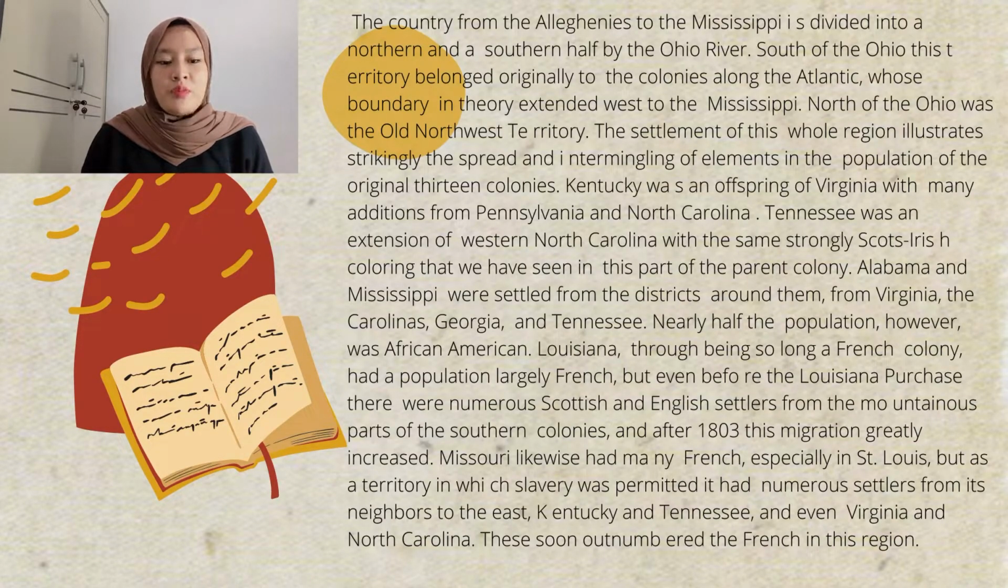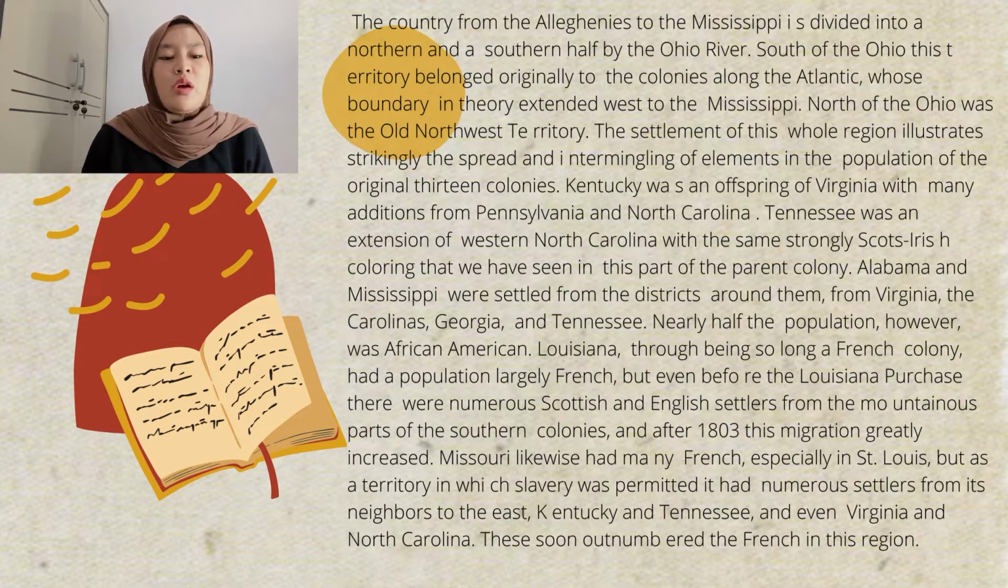Kentucky was an offspring of Virginia with many additions from Pennsylvania and North Carolina. Tennessee was an extension of western North Carolina with the same strongly Scotch-Irish coloring that we have seen in this part of the parent colony. Alabama and Mississippi were settled from the districts around them, from Virginia, the Carolinas, Georgia, and Tennessee. Nearly half the population, however, was African American.